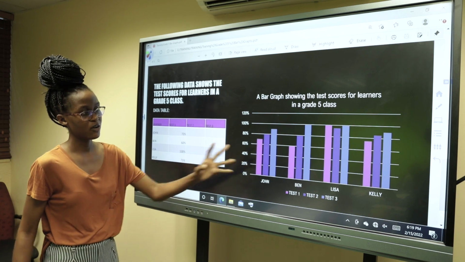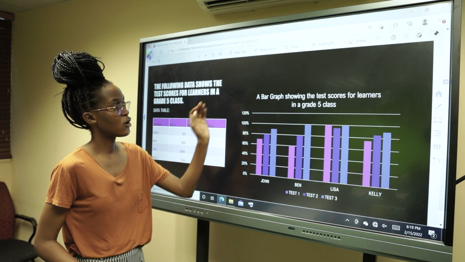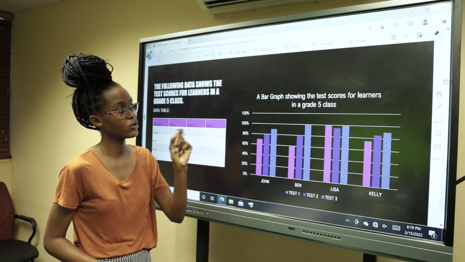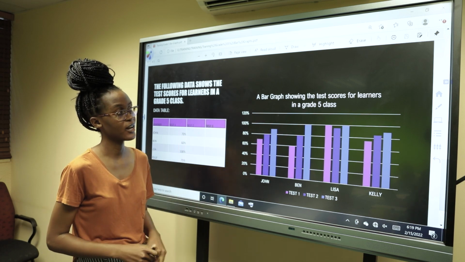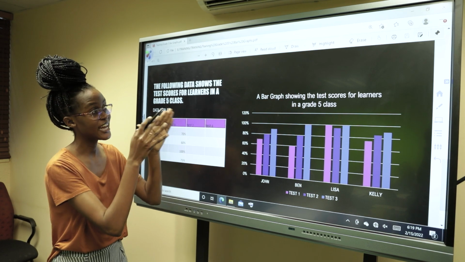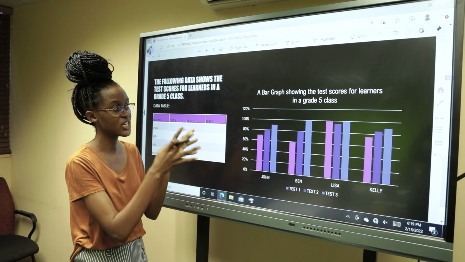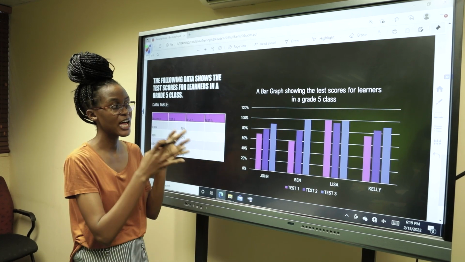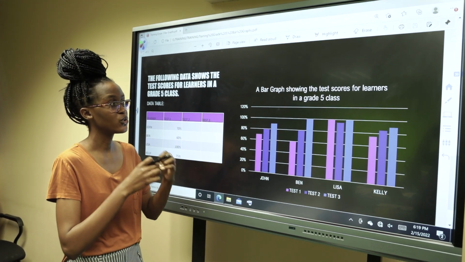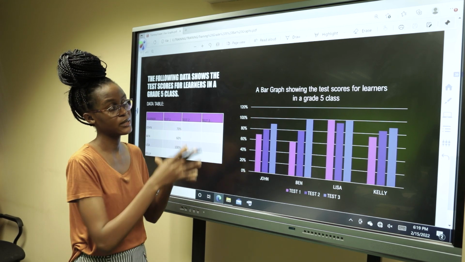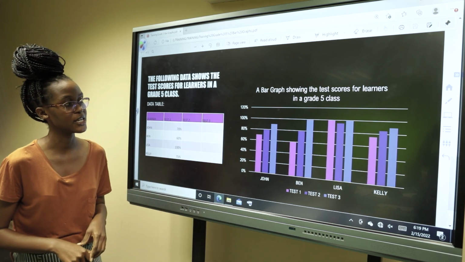You'll notice that the bar graph already has a heading, which reads, a bar graph showing the test scores for the learners in a grade 5 class. This heading clearly shows and explains the information which is contained within the bar graph. Help the learners to use their explaining skills when they're giving their bar graph a heading.